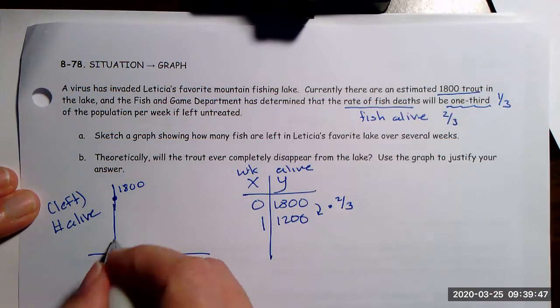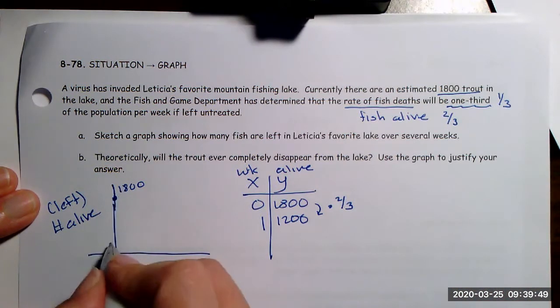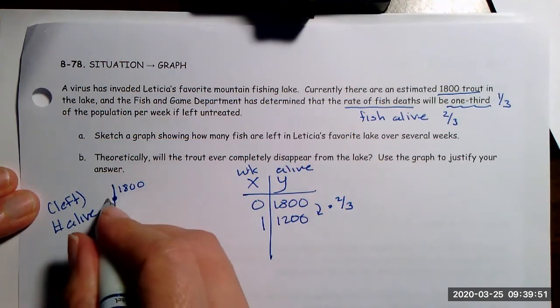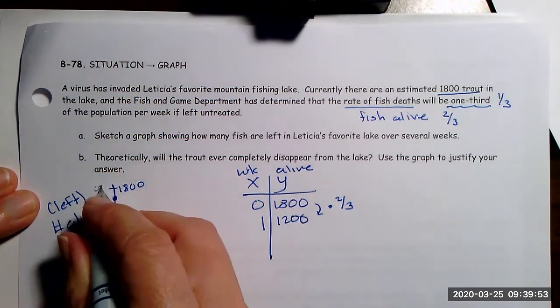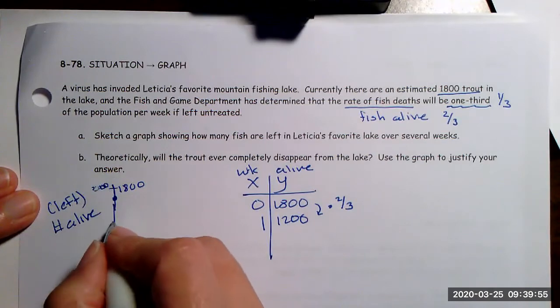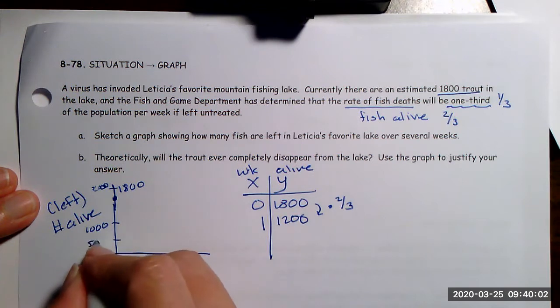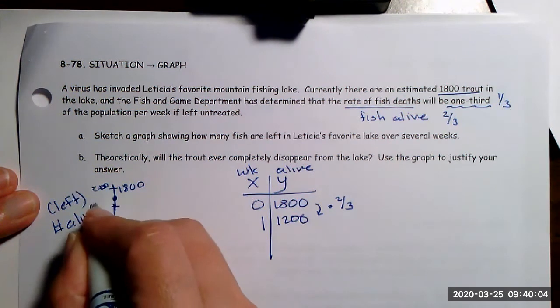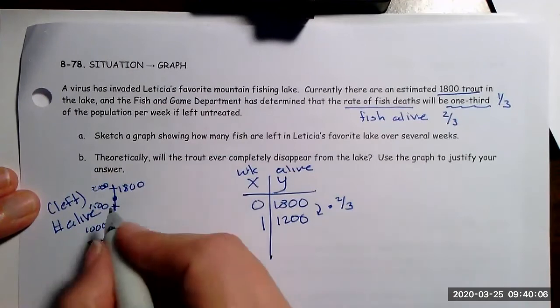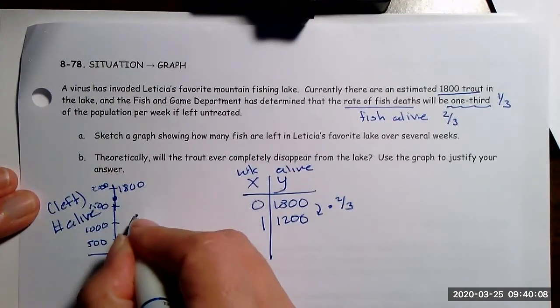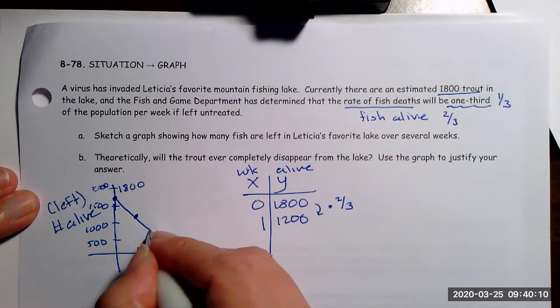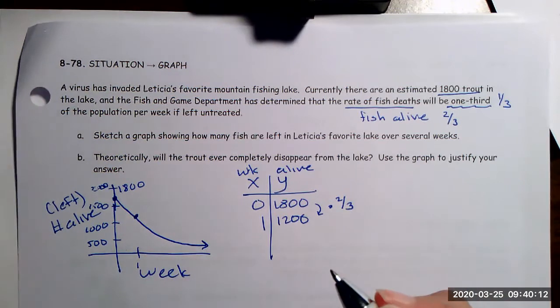So after week one, I guess I should break this up a little bit more evenly. So if this were 2,000, this would be 1,000. So 500 would be here, and 1,500 would be here. So 1,200 looks like it falls right about here, right? And I know it's going to be exponential. So I can continue that.